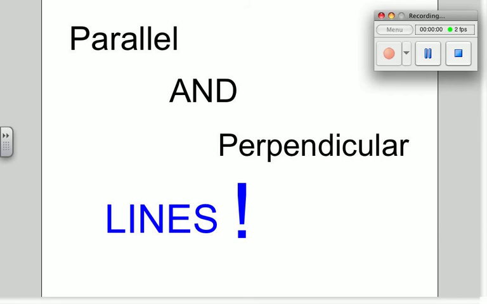All right, class, today we're going to talk about parallel and perpendicular lines. A very exciting topic. See the exclamation point? Woohoo!